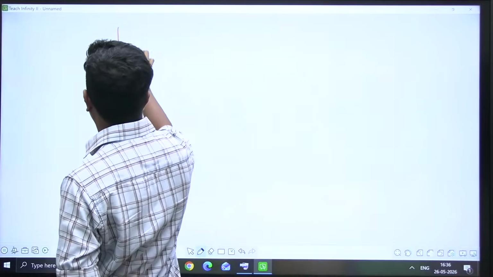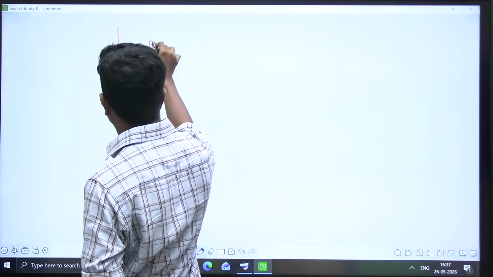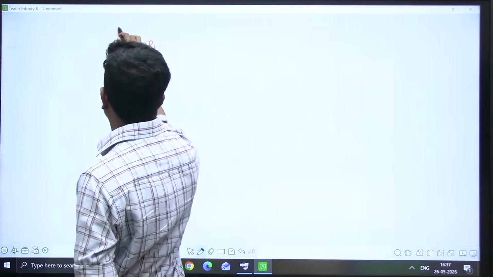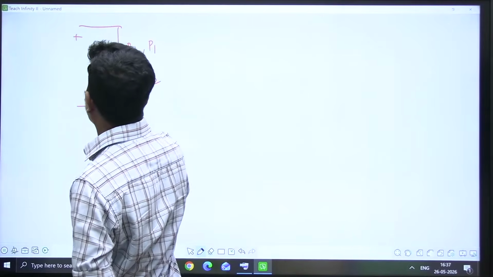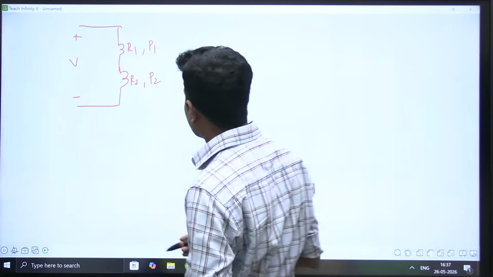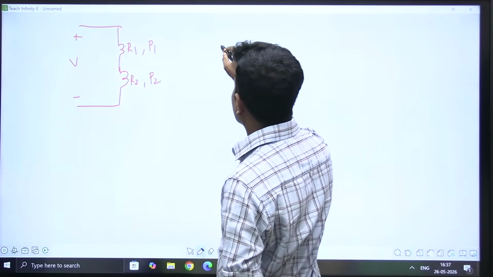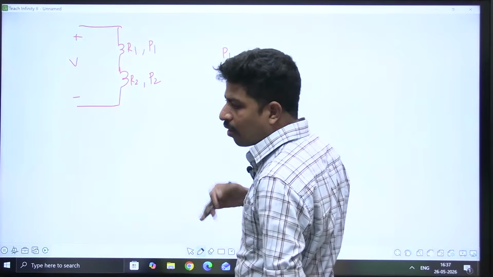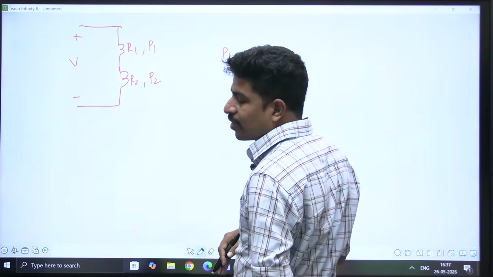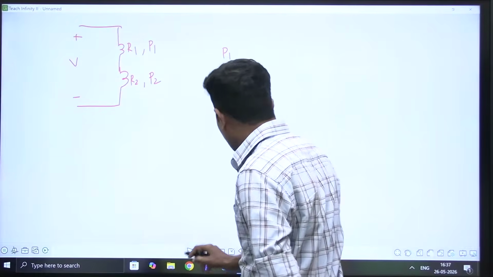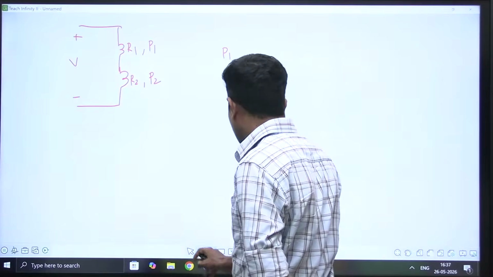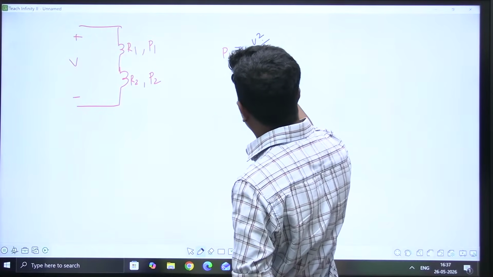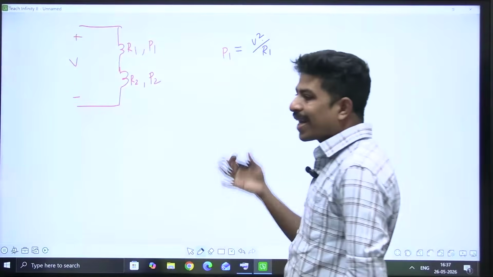There is a bulb whose resistance is R1, its power rating is P1. Another bulb whose resistance is R2, its power rating is P2. This is supplied with a common voltage of V. Now, what is P1? You guys are giving the option as A, but there should be a proper derivation, otherwise it is useless. P1 is equal to V square by R1, P1 is the rating.